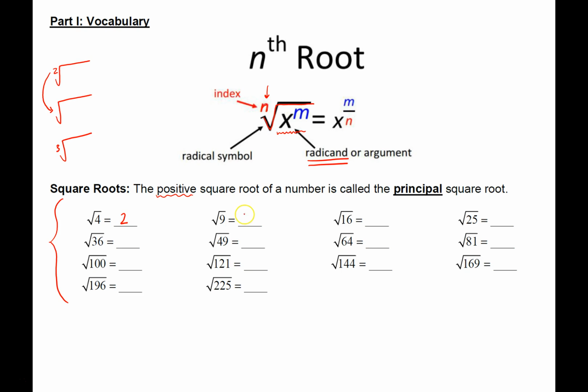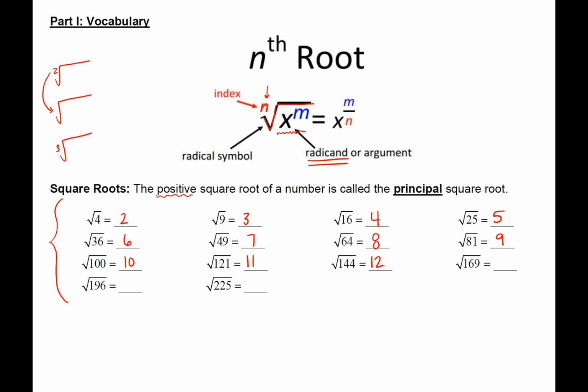The square root of 9 is 3, the square root of 16 is 4, the square root of 25 is 5, the square root of 36 is 6, the square root of 49 is 7, the square root of 64 is 8, the square root of 81 is 9, the square root of 100 is 10, the square root of 121 is 11, the square root of 144 is 12.